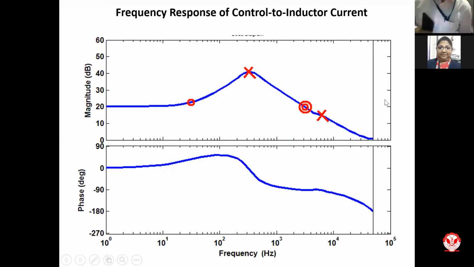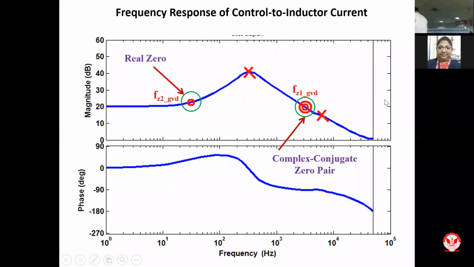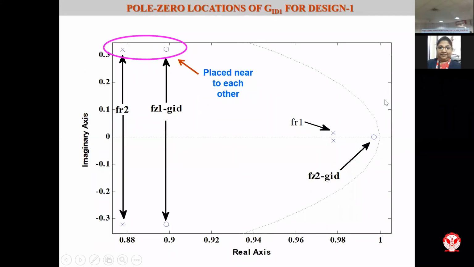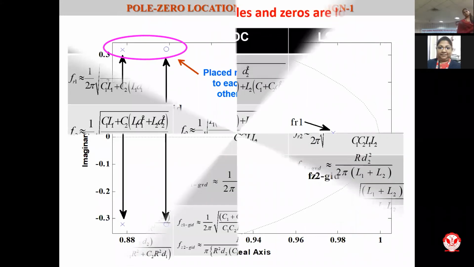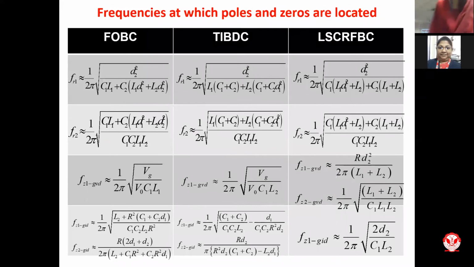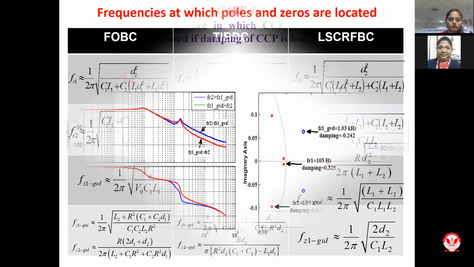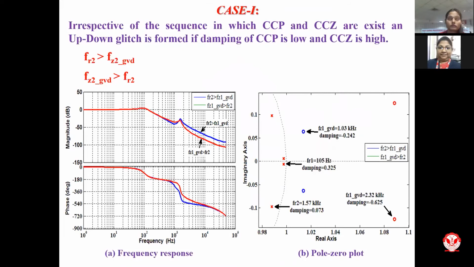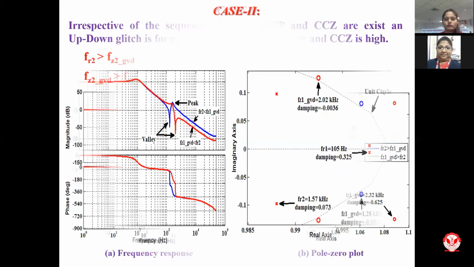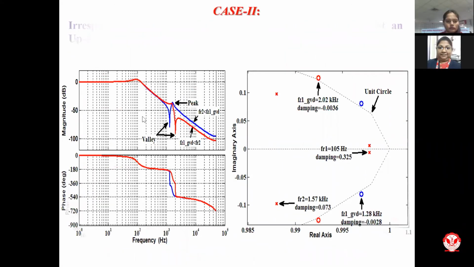So this requires the placement of real zeros and this, placed near each other. These are the different combinations for what I have discussed just now. Again, after performing some rigorous mathematical analysis, you can arrive at the frequencies at which the poles and zeros are located and the dampings of those poles and zeros. And eventually you can find the different cases when the frequencies are greater and less. This basically is to show the different shapes of the up down glitch.